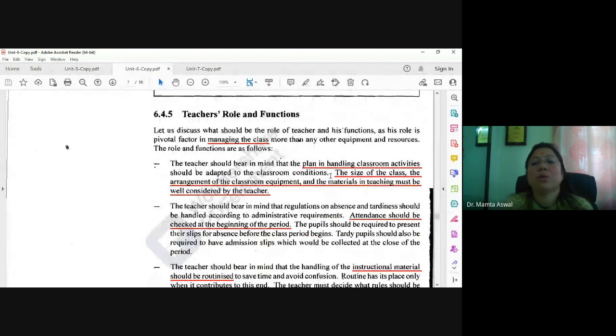Now, what is the role and function of the teacher? One important role is teaching and learning. The other important role is managing the classroom.